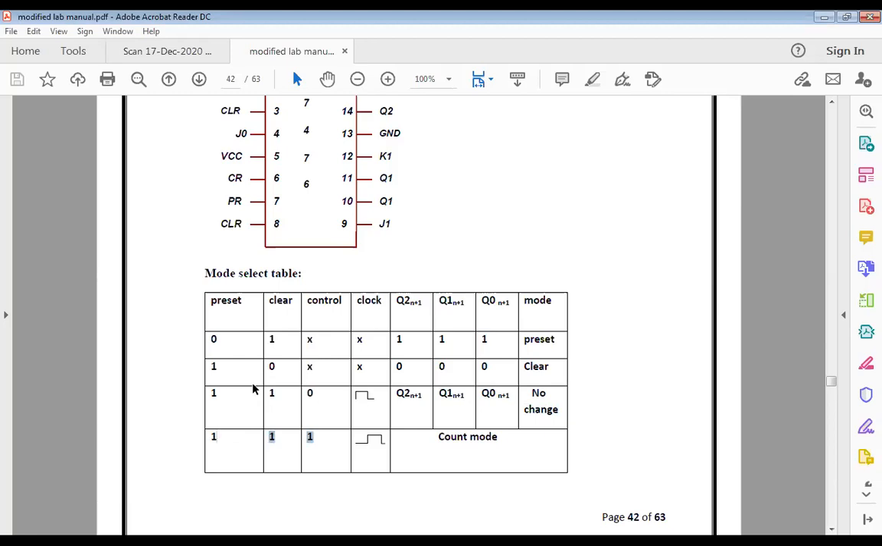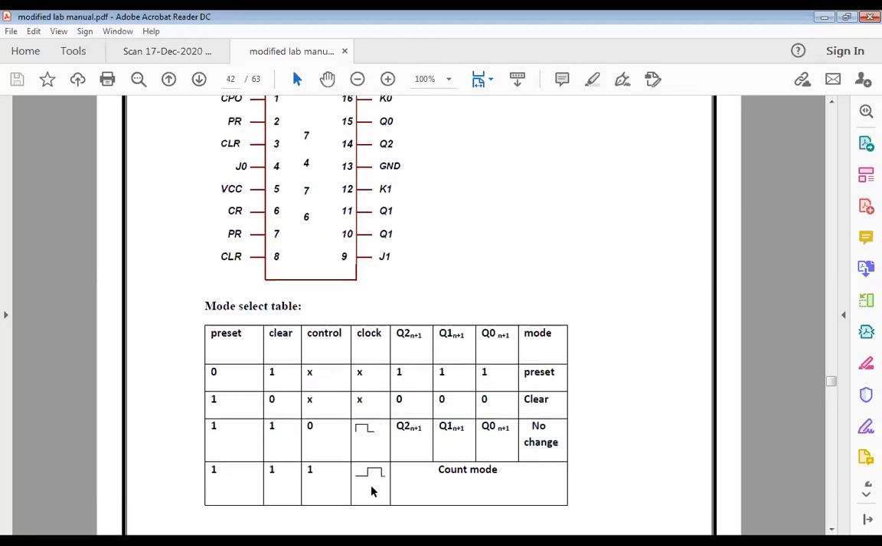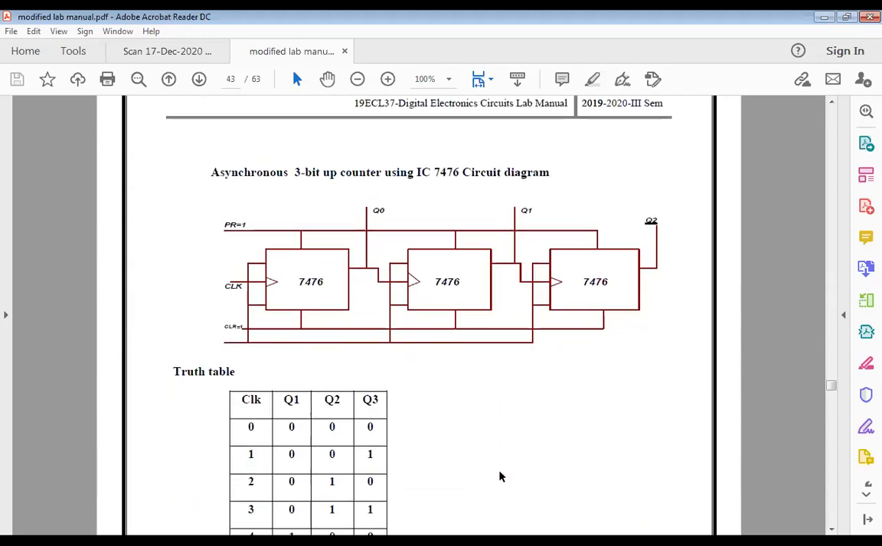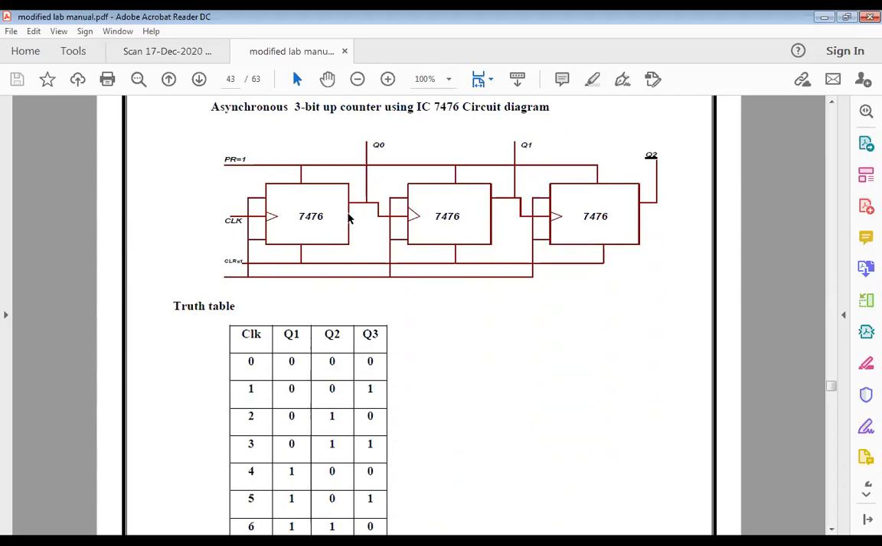When your clear and preset are all high, then you will have the counting sequence started. That is when the counter will actually start its function. So this is the representation of 7476, and you have your Q naught. This is just like your shift registers. Remember SIPO and SISO, serial in, serial out, right? The same fashion you can consider. So you have your Q naught here, Q1 and Q2, and then you have your preset values, the clock values.